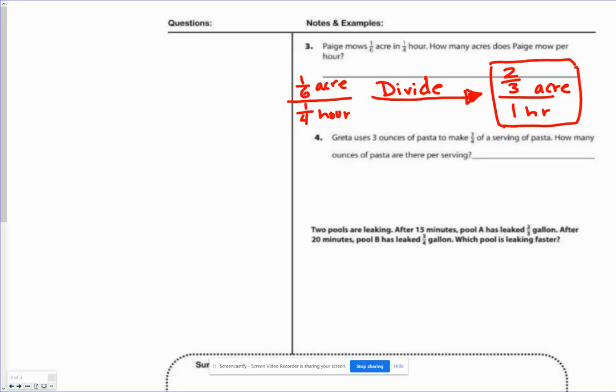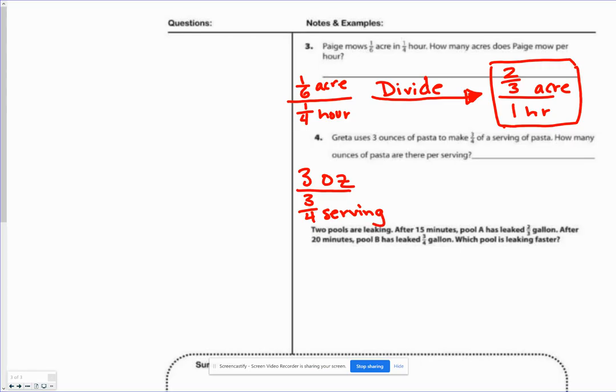Hopefully you're done. Okay. Greta uses 3 ounces of pasta to make 3/4 of a serving of pasta. How many ounces of pasta are there per serving? So let's write what we know. We know that there are 3 ounces per 3/4 of a serving.